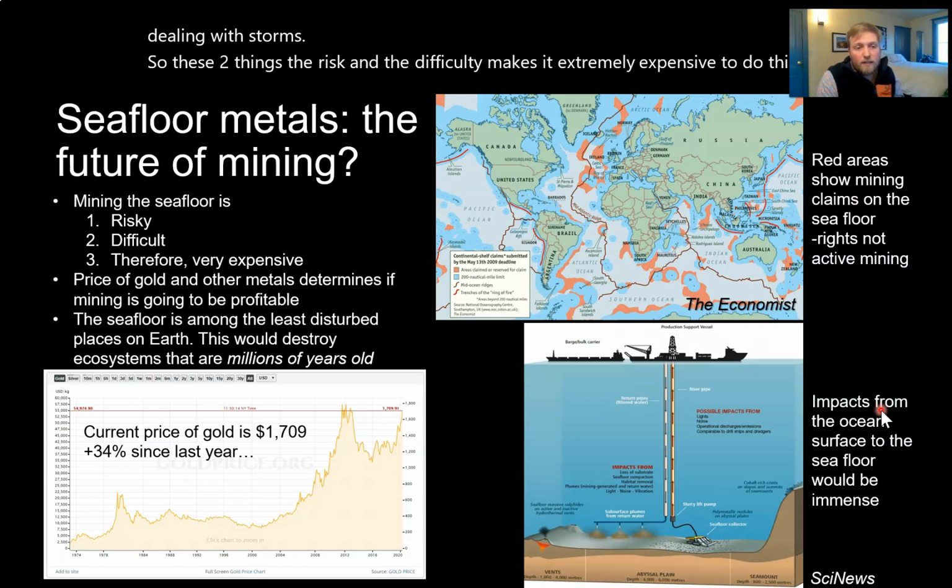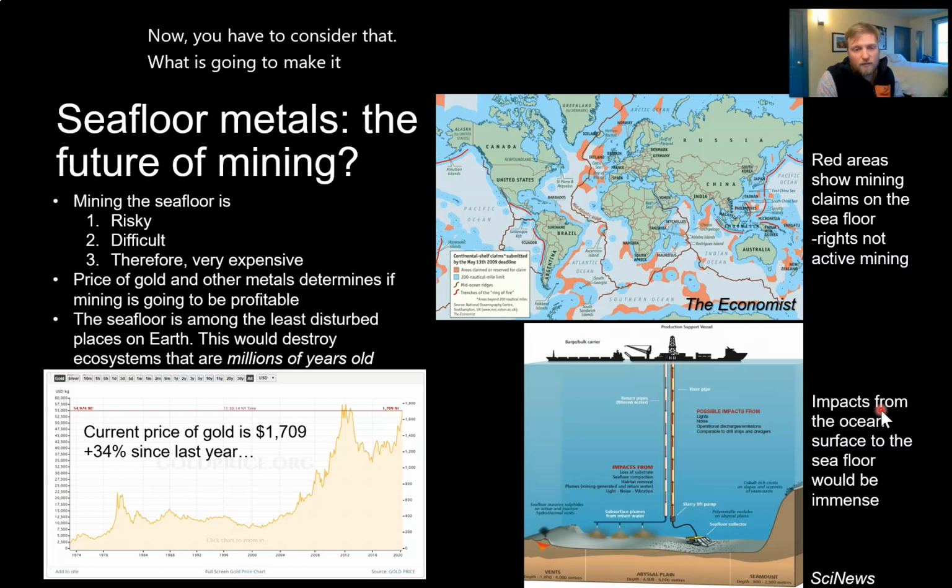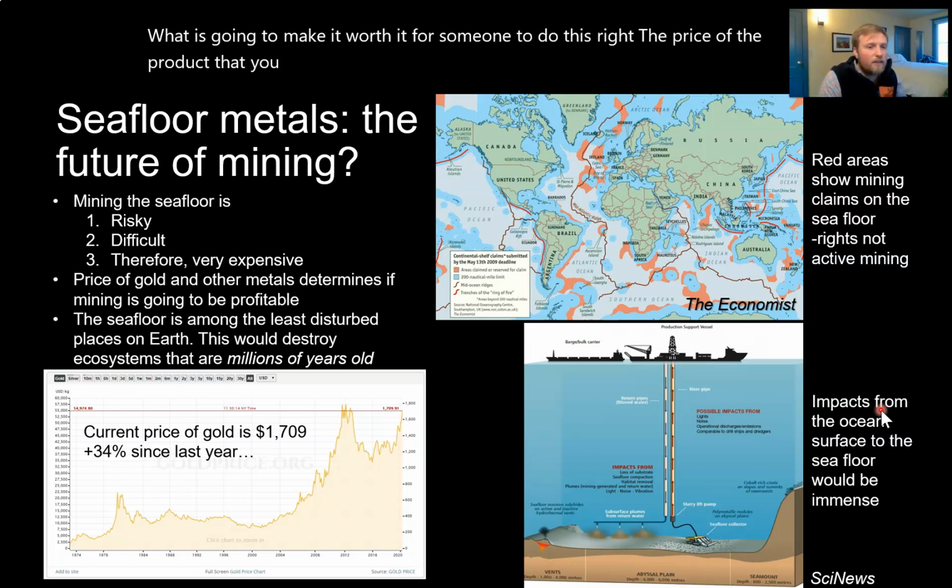Now, you have to consider what is going to make it worth it for someone to do this, right? The price of the product that you are after. So in this case, gold. If the price of gold increases, it is going to become more profitable and therefore relatively less expensive to go and do this type of mining.